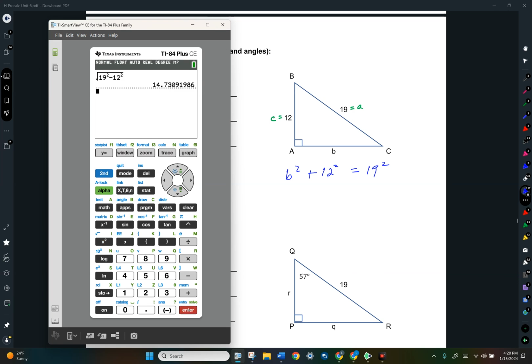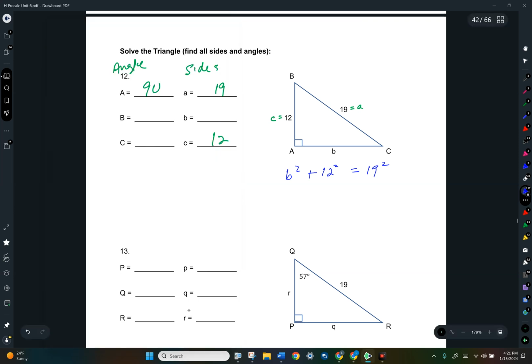We're going to round the sides and the angles to the tenth. So side B is 14.7. Make sure you put it here, because this is the sides. Okay, so this is 14.7.